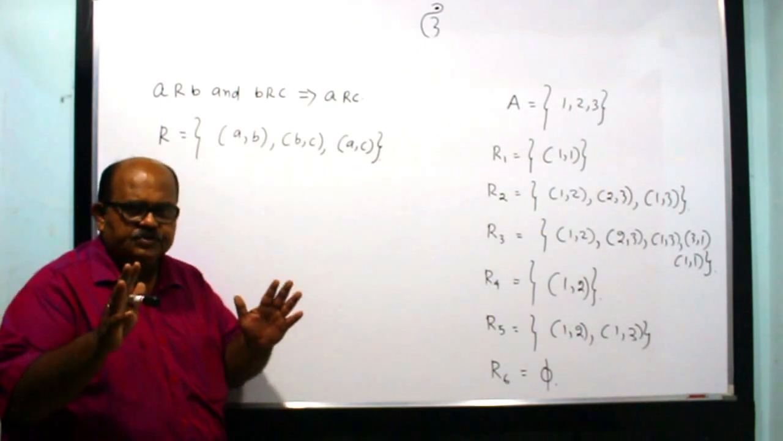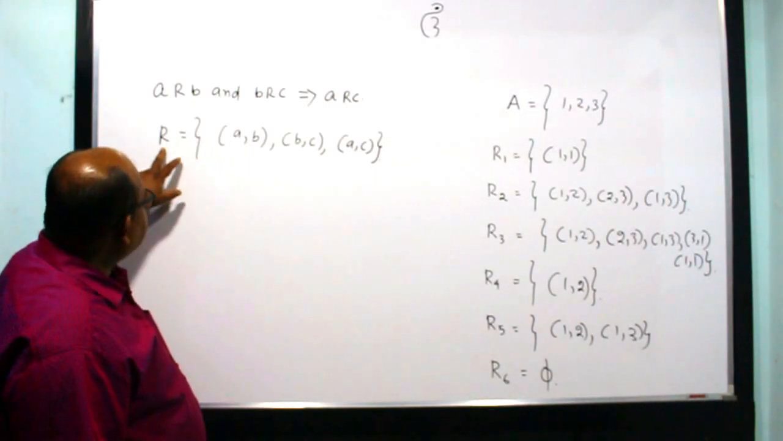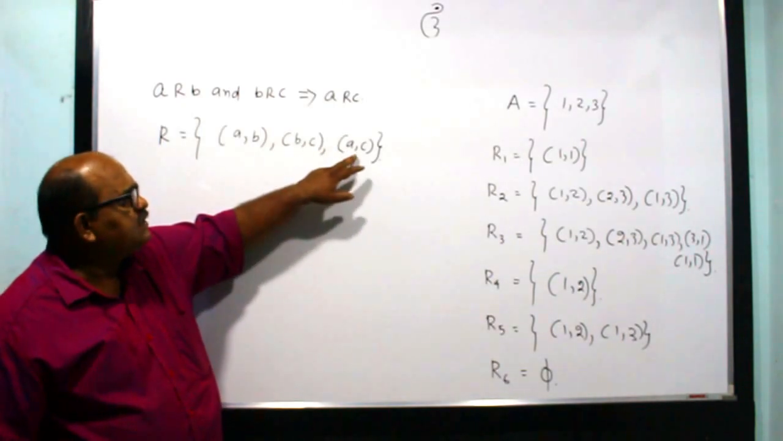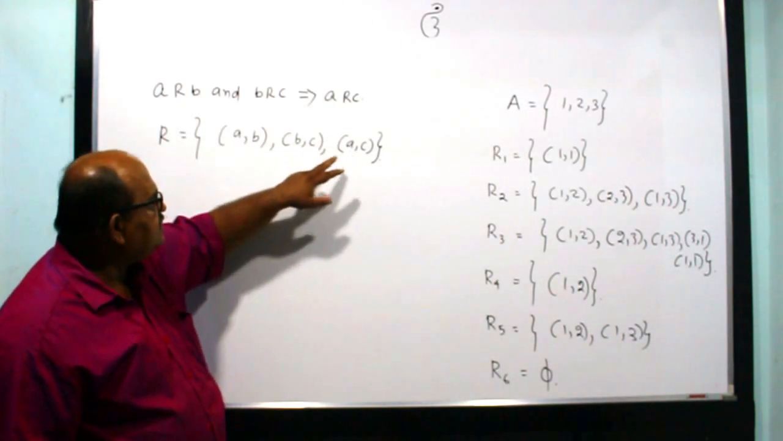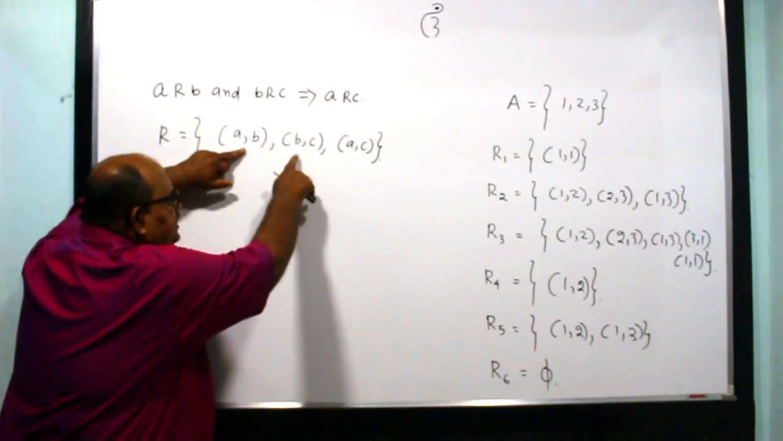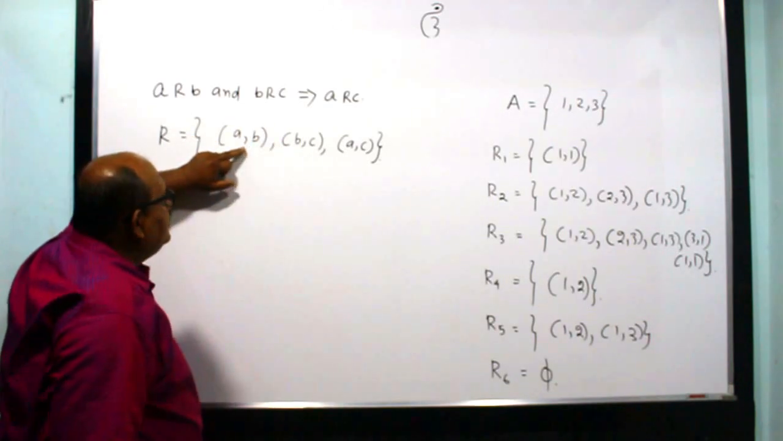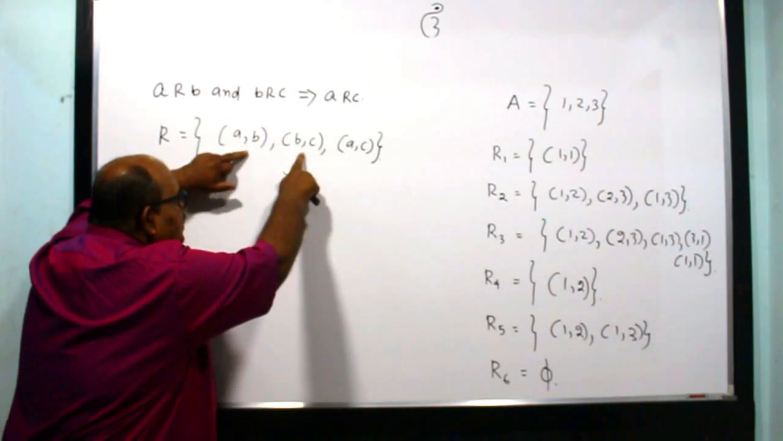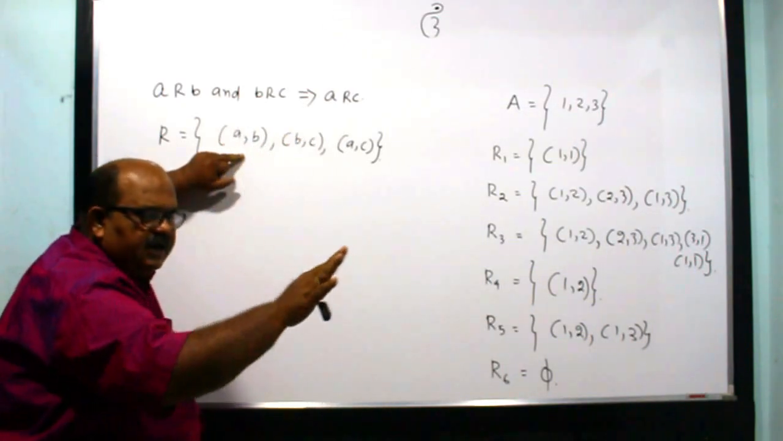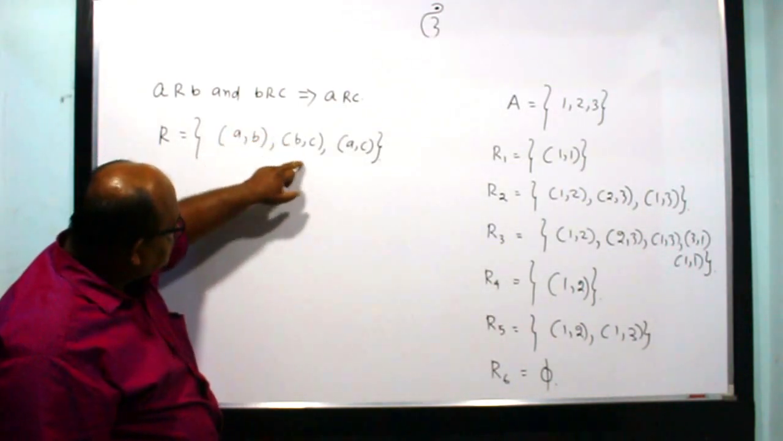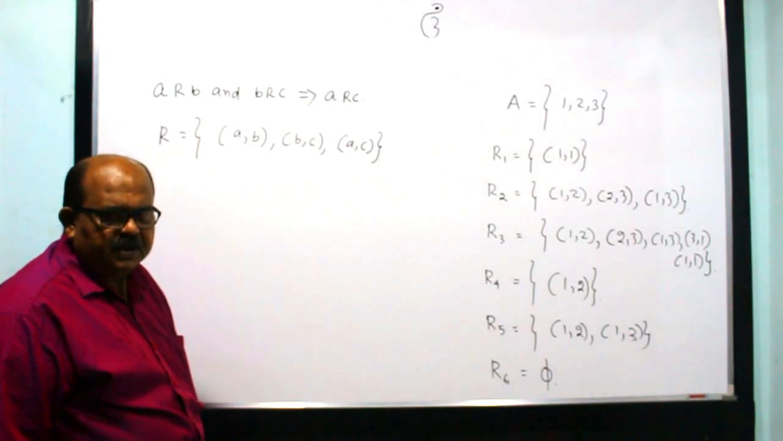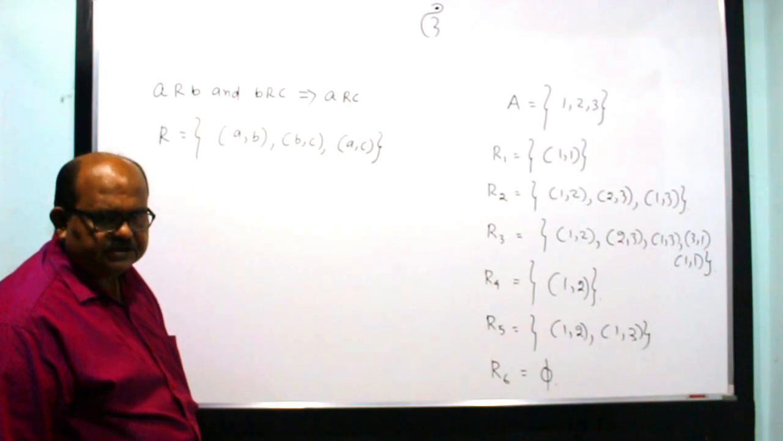So remember the conditions, students. If in the relation set A, B, B, C are present, then we will search for AC. If AC is present, then it will be transitive. If only A, B is present and B, C is absent, then it is transitive. If only BC is present and AB is absent, then it is transitive. If both are absent, then it is transitive. If both are present, then we will search for AC. If AC is present, it is transitive. If AC is absent, it is not transitive.